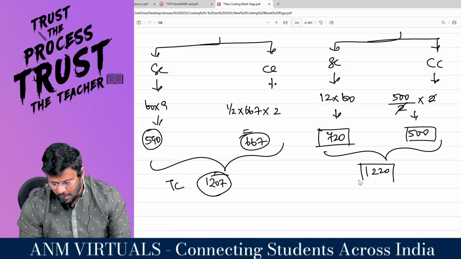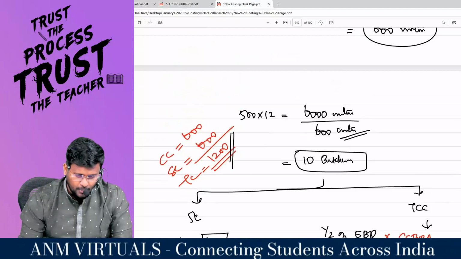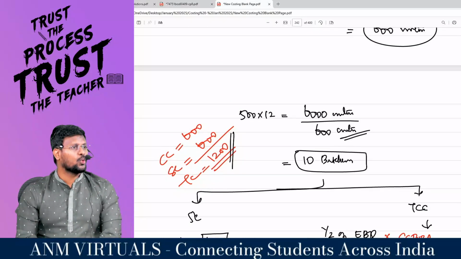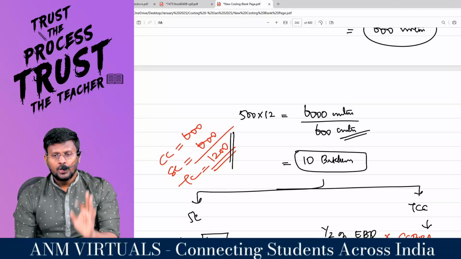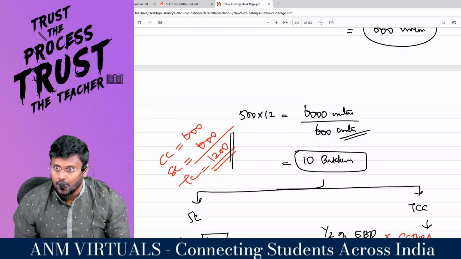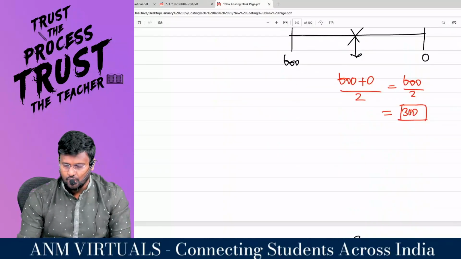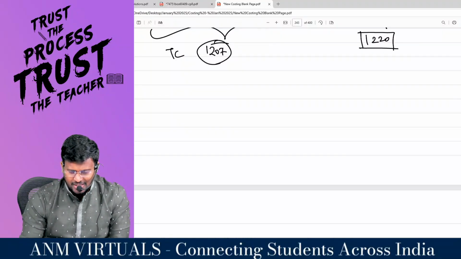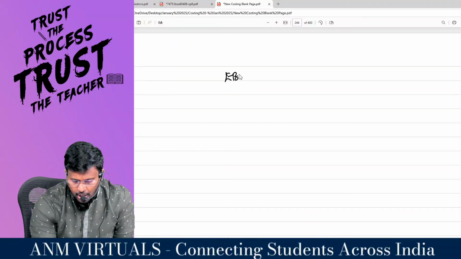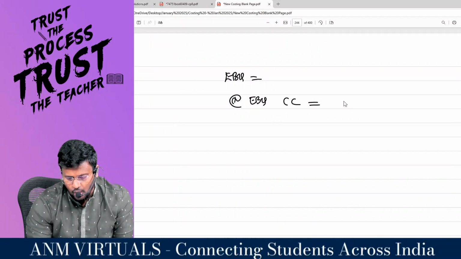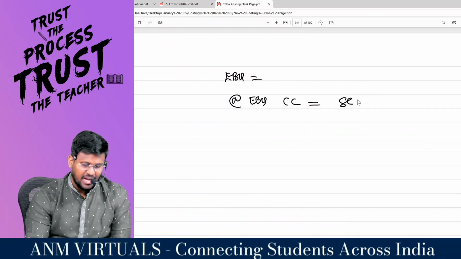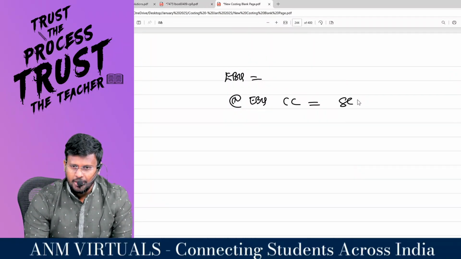Sir, come along with me. You have to spend only 1200. Comfortable. So at EBQ, your carrying cost will be equal to the setup cost. So that is the intention of the EBQ. That is, at EBQ, my carrying cost will be equal to the setup cost.